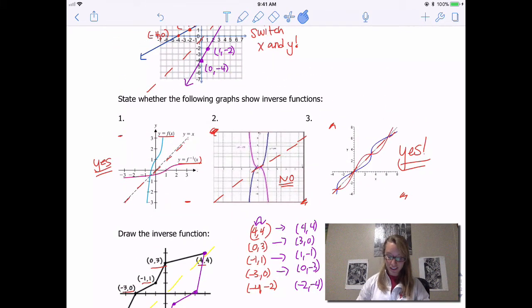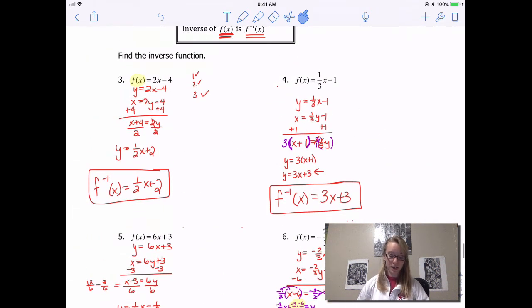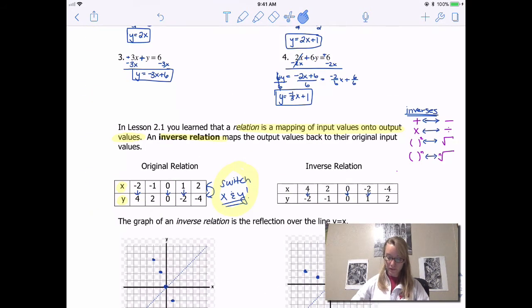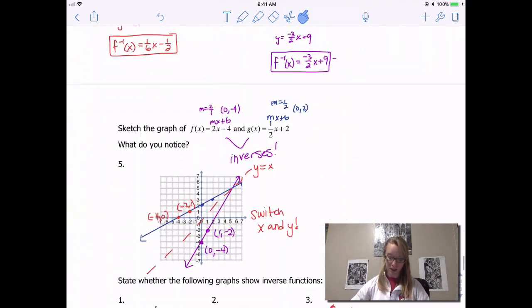So that's a lot on inverses. You have to know for a quiz, for a test, how to find the inverse of a function given an equation, given a table, or actually given a graph.